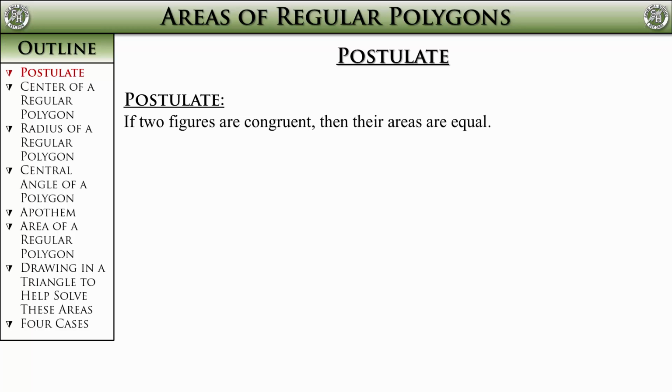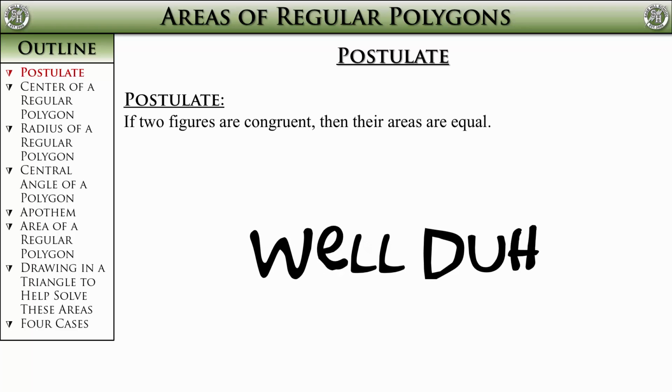It shouldn't be earth-shattering. Like most postulates, it is so basic and obvious that it should give you the well, duh reaction. If two shapes are the same size and the same shape, then of course they will have the same area. Not much to say with this. Moving on to the major point of this section.